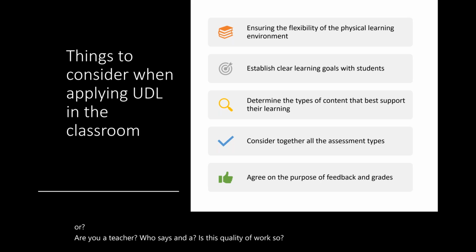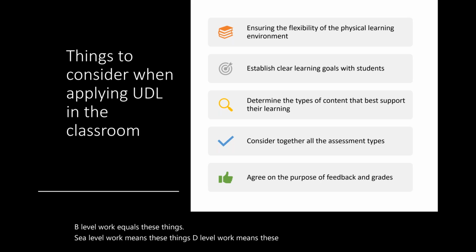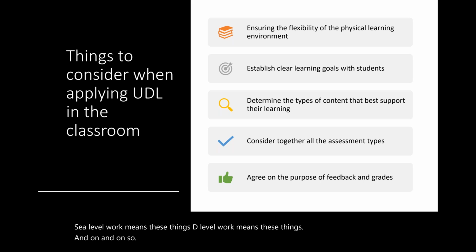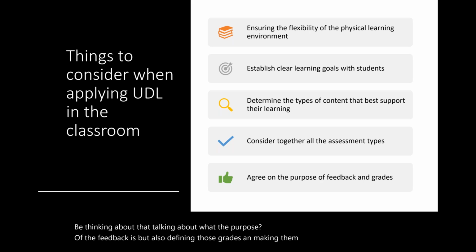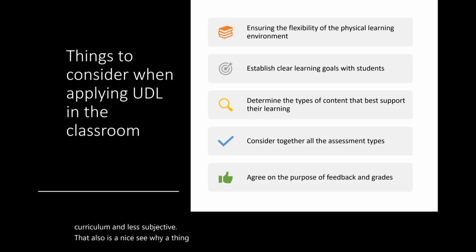So I practice what I preach. In my syllabus, it says an A work, written work, or grade equals these things. B level work equals these things. C level work means these things. D level work means these things, and on and on. So be thinking about that, talking about what the purpose of the feedback is, but also defining those grades and making them more objective with your curriculum and less subjective. That also is a nice CYA thing for engagement with parents.